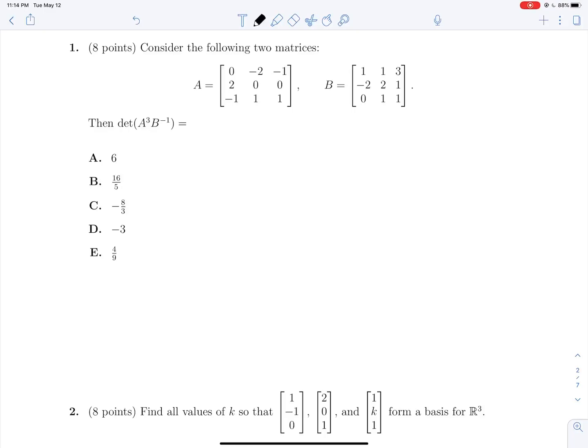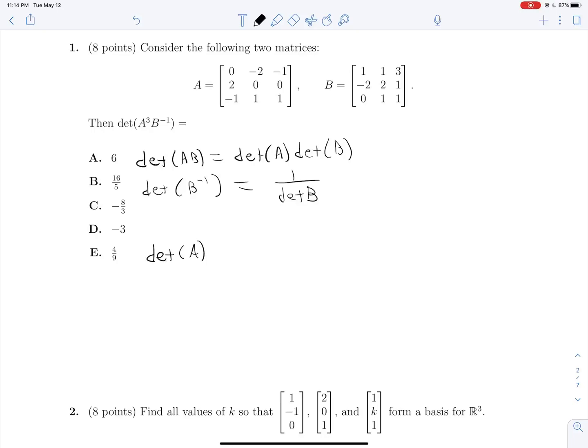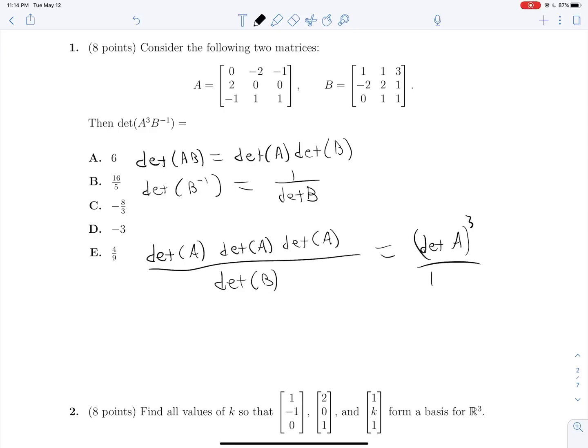So let's apply a couple properties of determinants that we know. We know that the determinant of A times B is equal to the determinant of A multiplied by the determinant of B. We can use this together with the fact that the determinant of B inverse is equal to 1 over the determinant of B, to rewrite all of this as the determinant of A multiplied by the determinant of A multiplied by the determinant of A, because really this A cubed is just the determinant of A all over the determinant of B, or the determinant of A quantity cubed over the determinant of B.